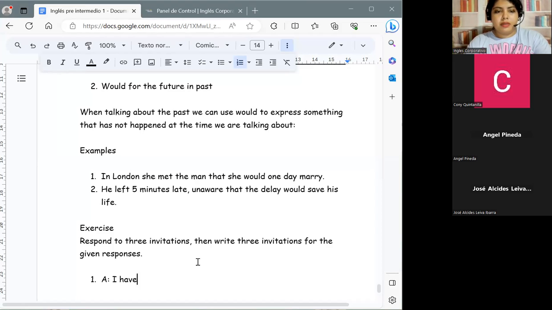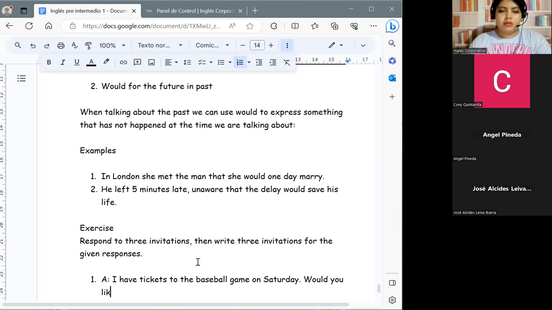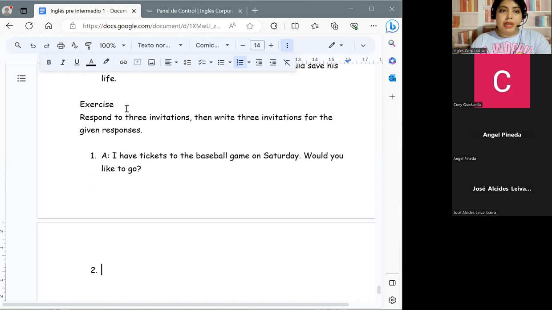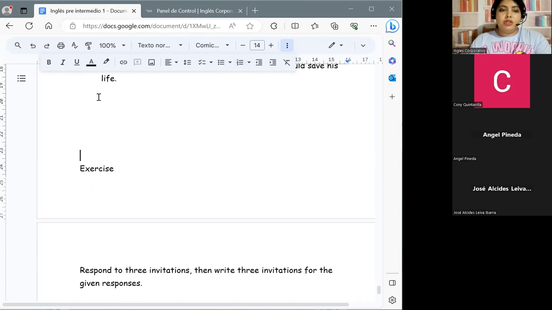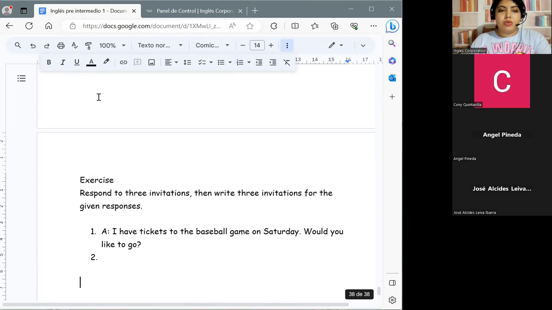I have tickets to the baseball game on Saturday. Would you like to go? Aquí en esta pregunta ustedes pueden responder de diferentes maneras. So you need to think about the response.